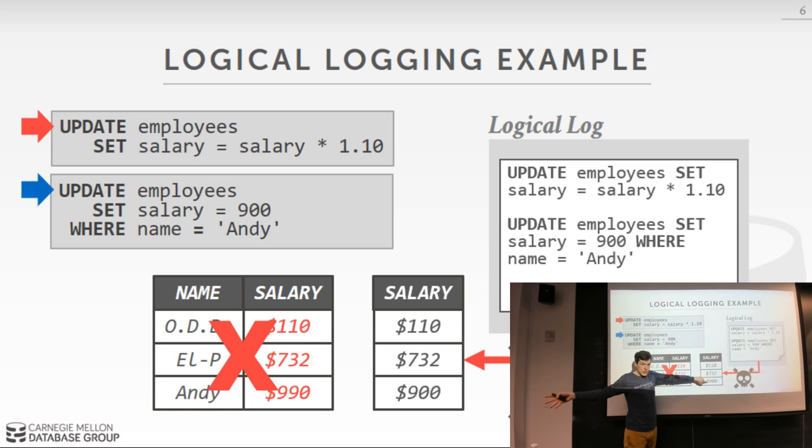So the issue here, again, is that we don't have enough metadata to know that this query executed two things, updated the first two tuples and not the third one, and then the other guy updated the third one first, right? Because we're only recording exactly what the SQL queries were.